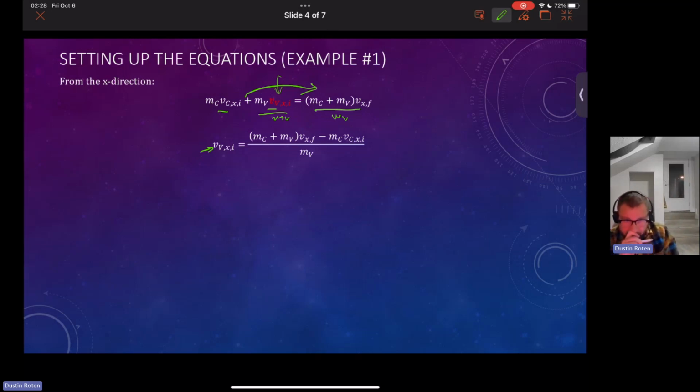Now let's think about what we have. We know the mass of the Cadillac. We know the mass of the Volkswagen. We know the initial velocity in the x direction of the Cadillac, which is the 0 part. We have one problem here. We don't know what the final velocity in the x direction is. Actually, we can just call this a common velocity, because it's got to be the same for both. If we want to simplify it, we can just call it VF.